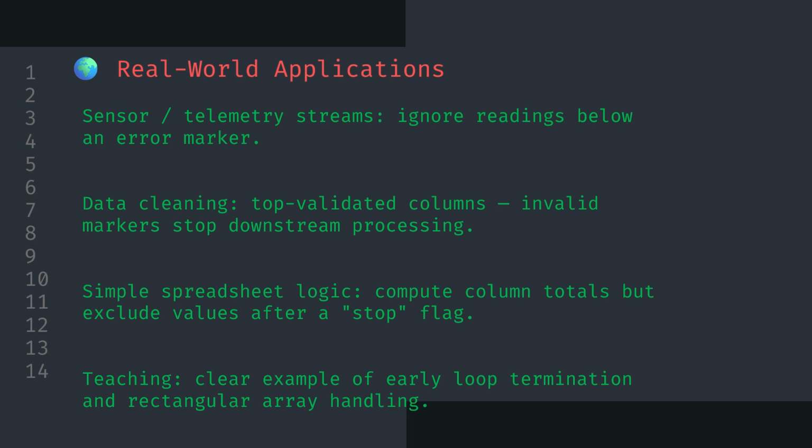This small pattern shows up in many places, where an upstream measurement becomes invalid. We often want to ignore downstream measurements in the same column, or time bucket. It is also a useful teaching example that combines array indexing, bounds checks, and early loop termination.